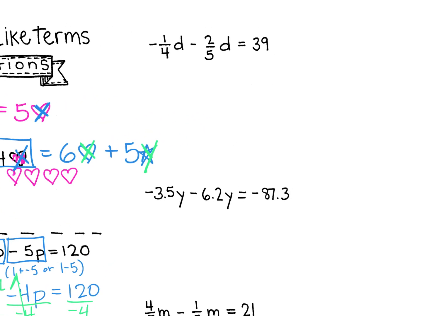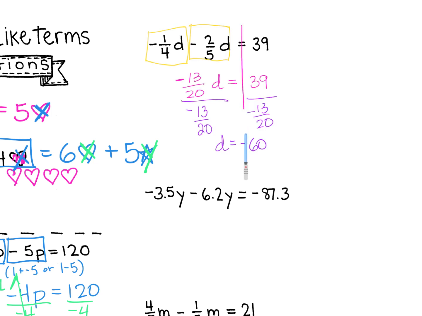Okay, time to practice. Negative 1/4 d minus 2/5 d equals 39. The answer here is d is equal to negative 60. Be careful with your negatives. When you combine your like terms, it's negative 1/4 plus negative 2/5 to get negative 13 over 20. You divide both sides by negative 13 over 20 to get negative 60.